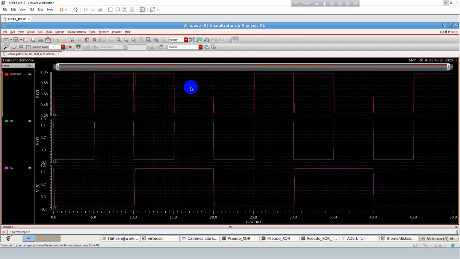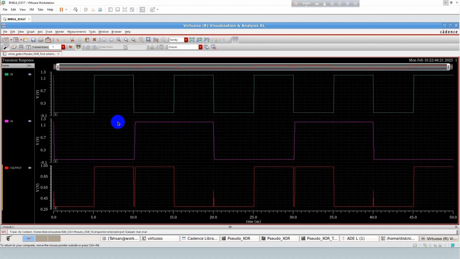This shows that when the two inputs are high, the output is low, and when the two inputs are low, the output is low.